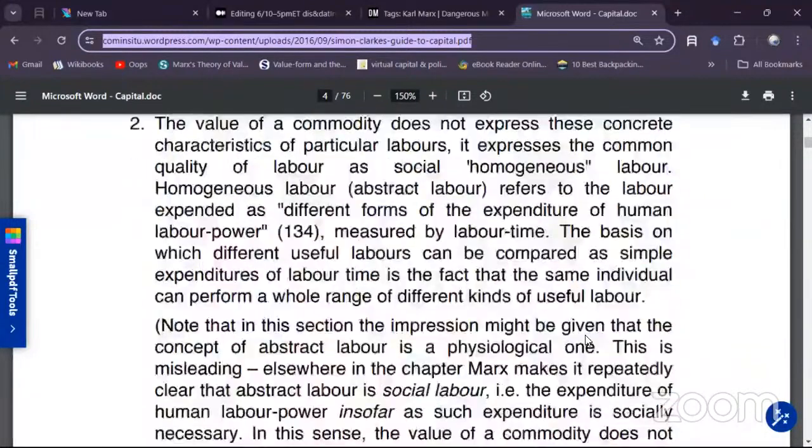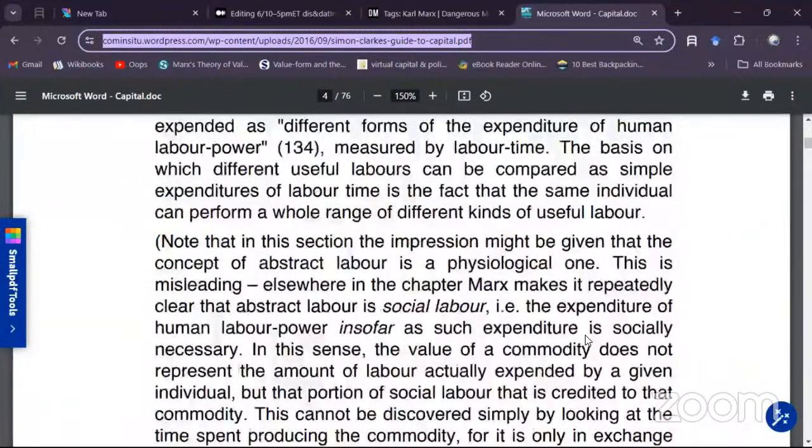Note that in this section, the impression might be given that the concept of abstract labor is a physiological one. It's not about blood and muscle and sinew. This is misleading. Elsewhere in the chapter, Marx makes it repeatedly clear that abstract labor is social labor. That is, the expenditure of human labor power insofar as such expenditure is socially necessary. This is the thing on which probably 50 years of argument have occurred.